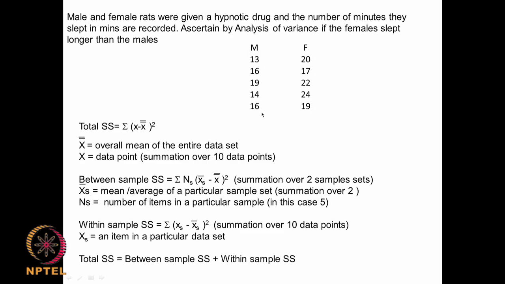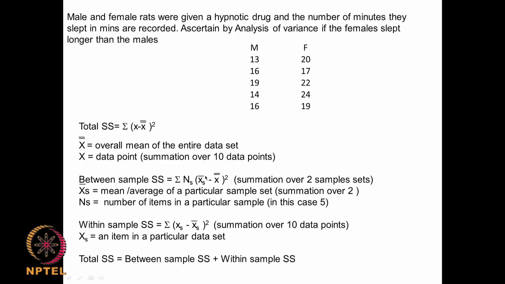Okay. So, when I do for male, I will take the average which I calculated for male, subtract from the overall mean, square it, then multiply by 5, plus I will subtract the average of the females here from the overall mean, square it, then again multiply by 5, add those, that will be called the between sample sum of squares. Understand? Between sample sum of squares.